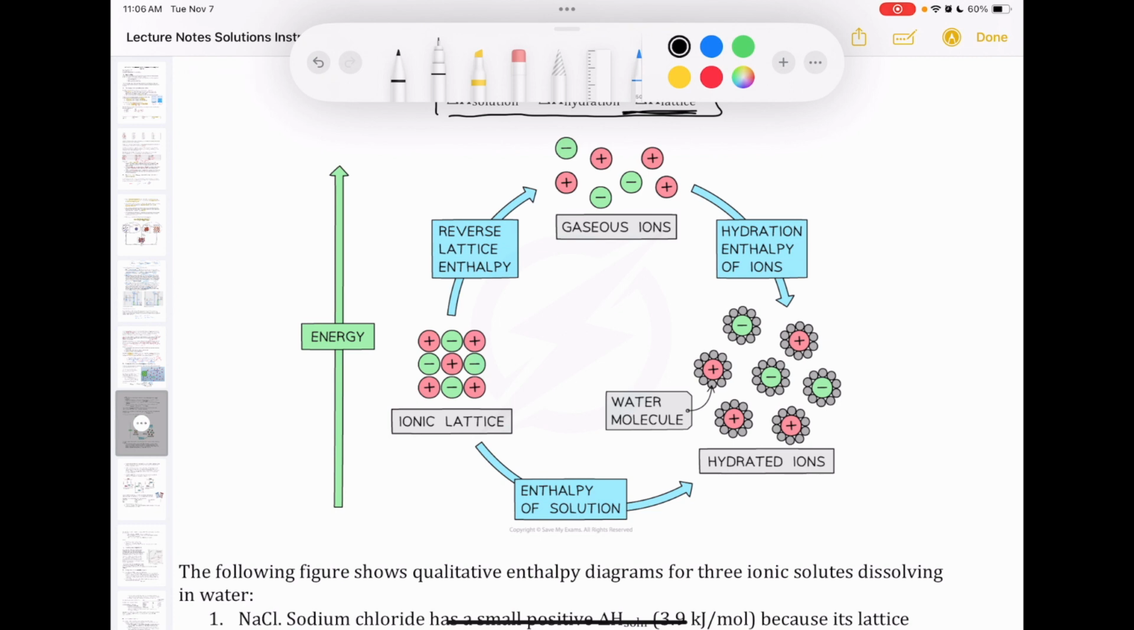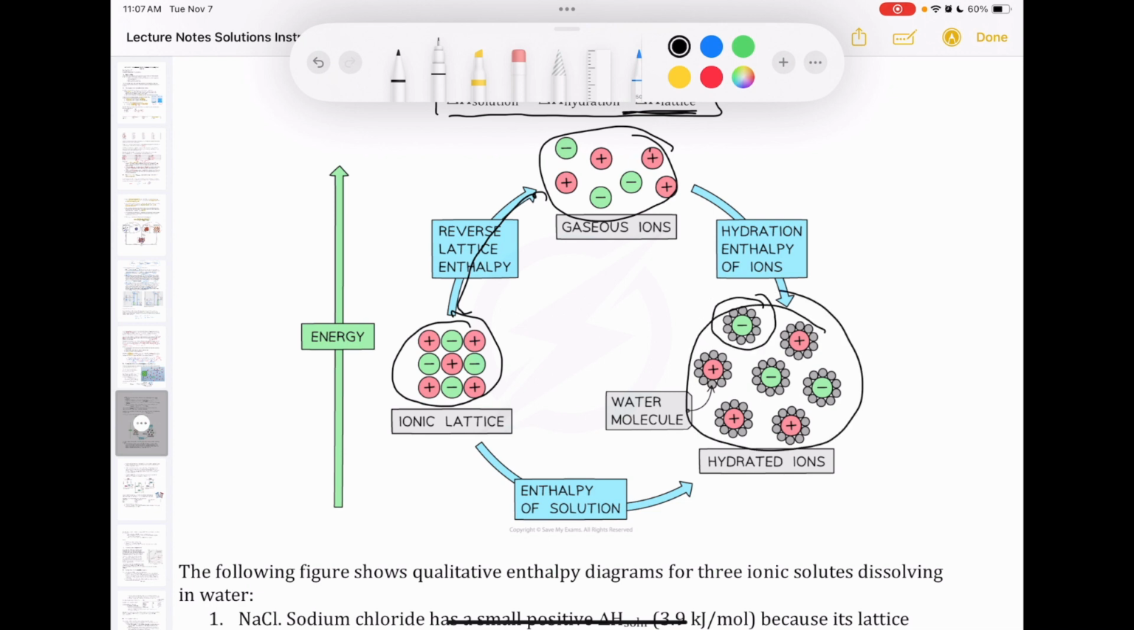So the process of dissolving an ionic solute looks like the one shown in this picture. You have your ionic lattice, which you need to break apart into the separated ions, and then you need to take those separated ions and hydrate them. So basically you need to take the water, separate the water apart, and then have the water surround each of the ions, which is shown in this picture right here.